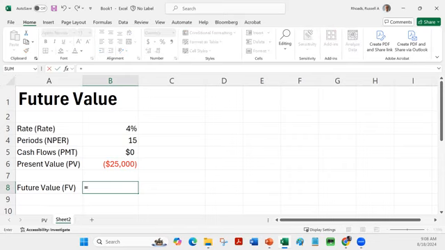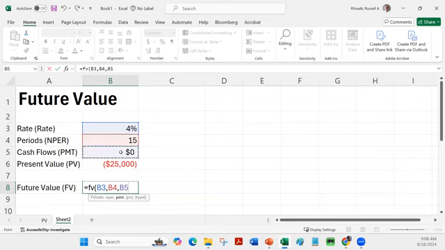So the future value function, just equal FV, and you can see it tells you everything to fill in right here: rate, number of periods, payment, present value, and type. I'll discuss type as we go along. So again, we're going to make 4% over 15 years. No cash flows for the moment, but I always like to include that just so I don't skip over it, because if I put the 25,000 in as payment, I'm not going to get the right answer. And then finally, we're depositing $25,000.